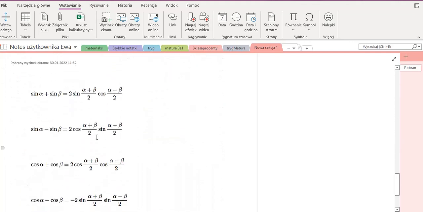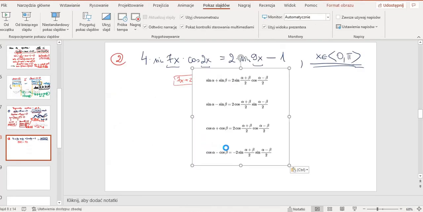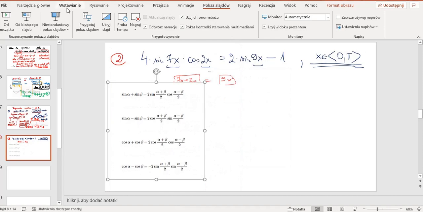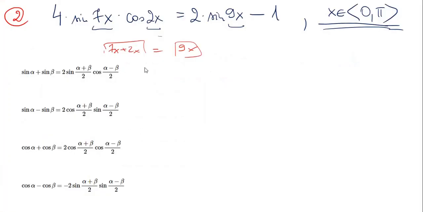It is here. So let's take a look, because there are quite a few formulas. Okay. Yeah, take a look here. So if we add two sines, then you have sine of the sum divided by 2 and cosine of the difference between the angles divided by 2. So these are formulas for sum and subtraction.